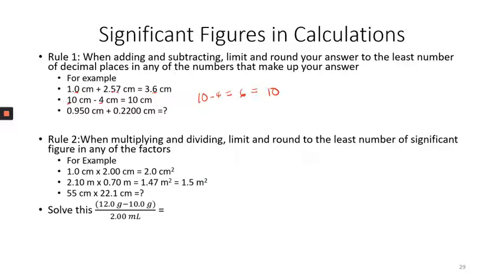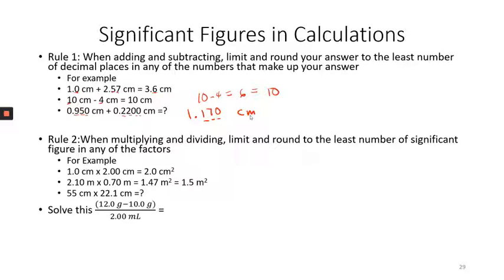So let's do this one here. I have 0.950, so I have 3 decimal places, and this one has 4. So how many decimal places should my answer have? When you add them together, your answer should have 3, and make sure you put a unit.